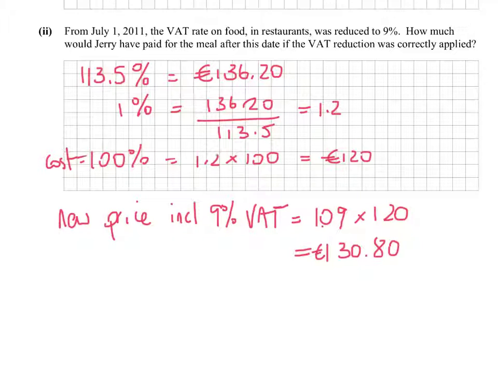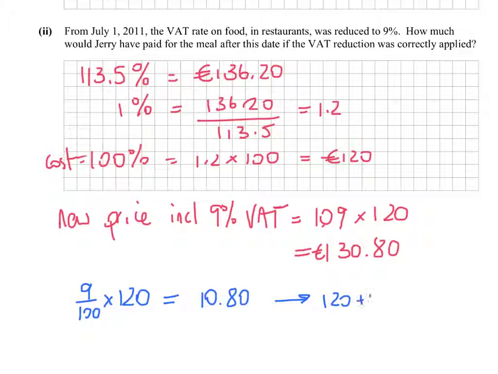Now, that's not the only way in which we could have done it. We could have just done the traditional process of finding 9% of €120, which is 10.80, and then added that on to the 120 and got the same price of €130.80.